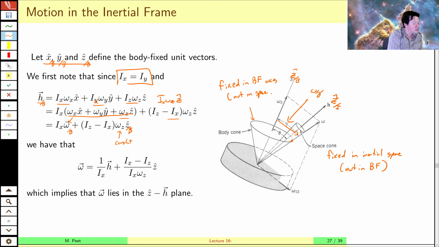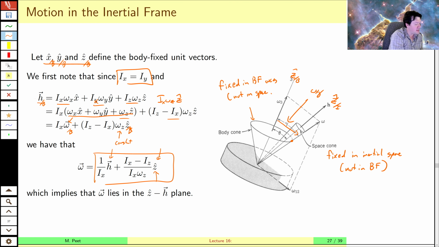So now we can expand this out and solve for omega. Divide by Ix, and we get an expression for omega in terms of the angular momentum vector and the z hat component. So this means that our angular velocity vector at all times is going to be a linear combination of the angular momentum vector and the z hat component, the z hat coordinate, which is fixed.